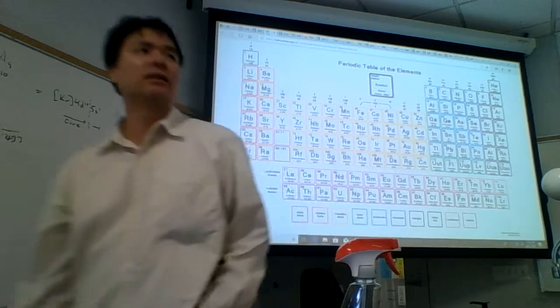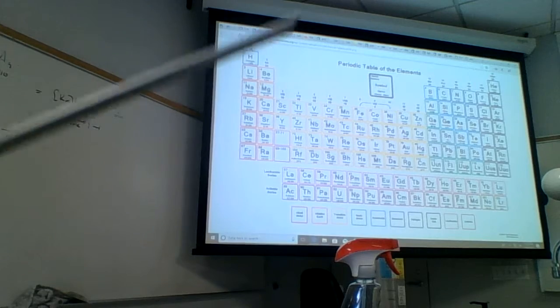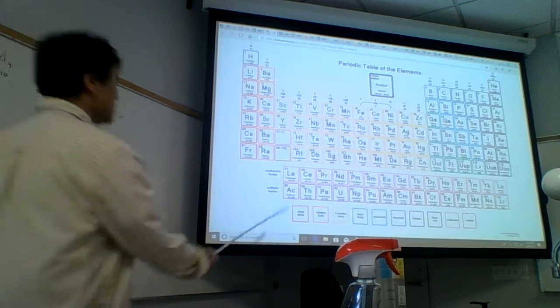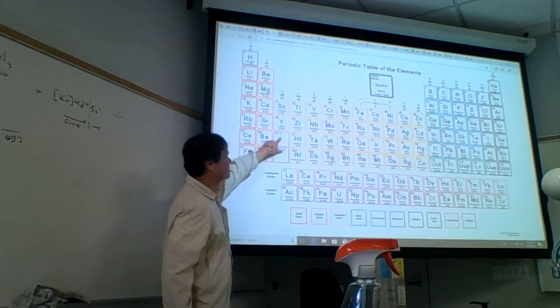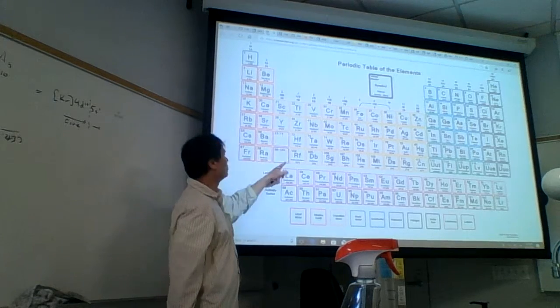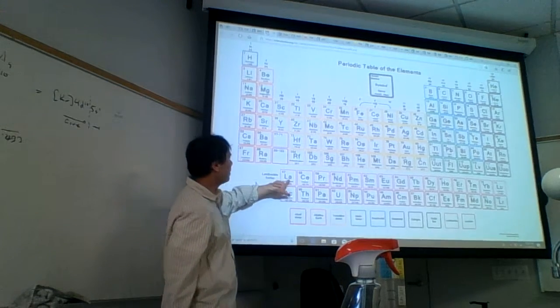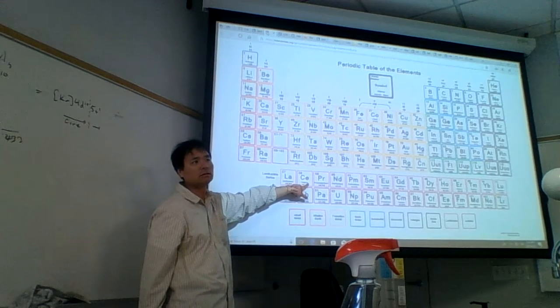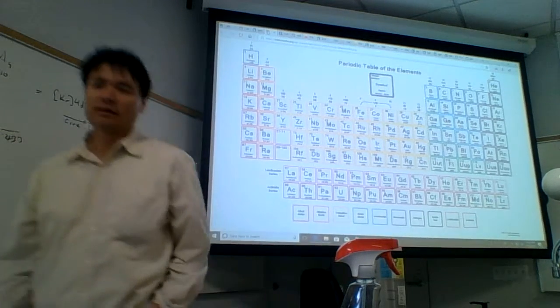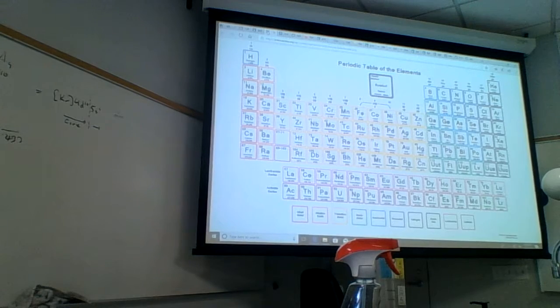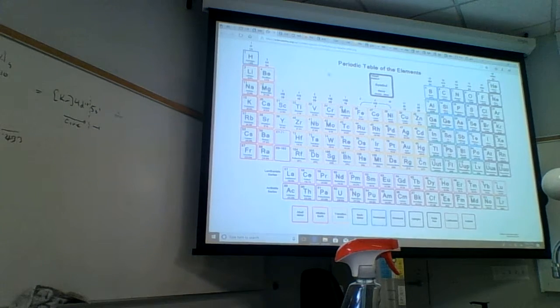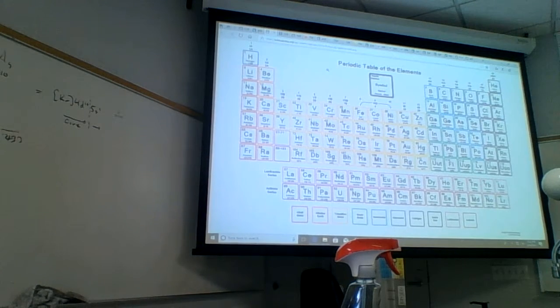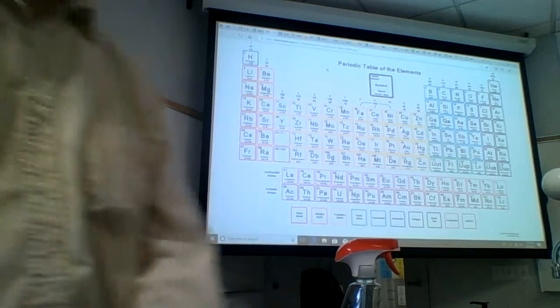Very tricky. You know what that means? That this lanthanum actually belongs here. And so it's 6s2, 5d1, 4f starts here, the second. I don't know, but anyway, I'll stop there. To confuse people.